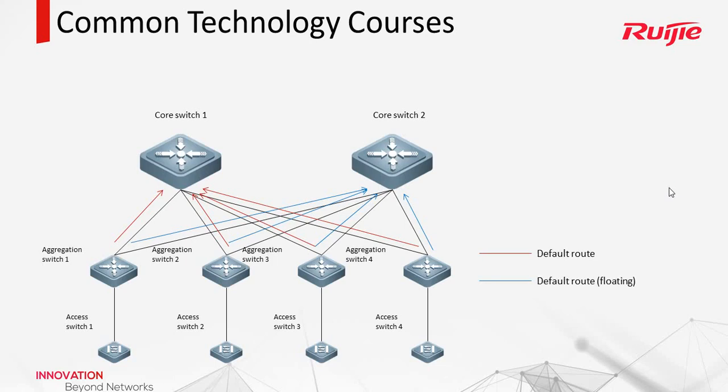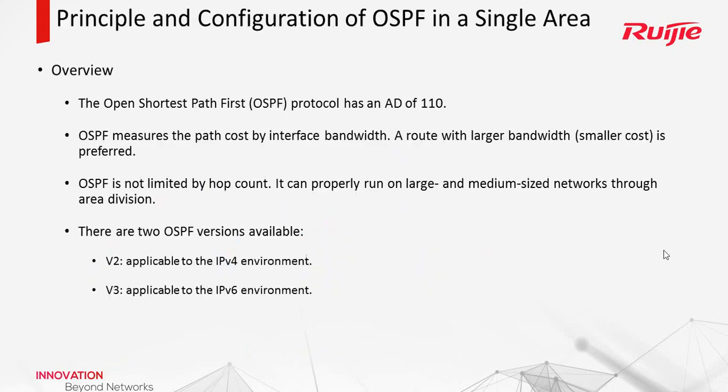Yeah, someone said that we can try to use a default route. Yeah, it's better, but if there are 100 aggregation switches, I think you don't want to configure them one by one. So today I will introduce you to a dynamic protocol: Open Shortest Path First protocol.